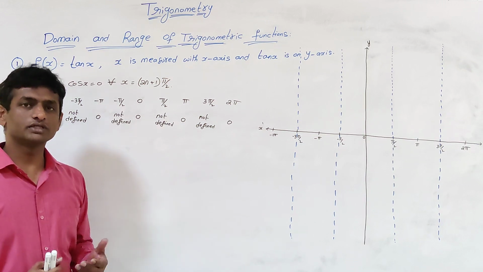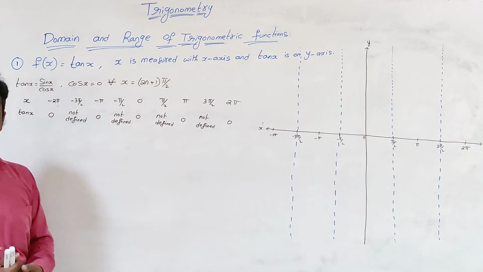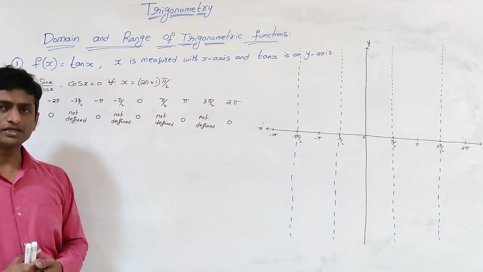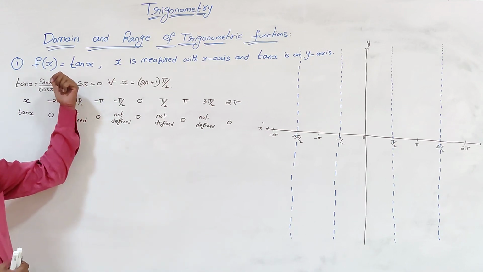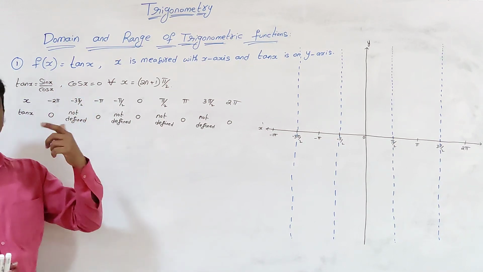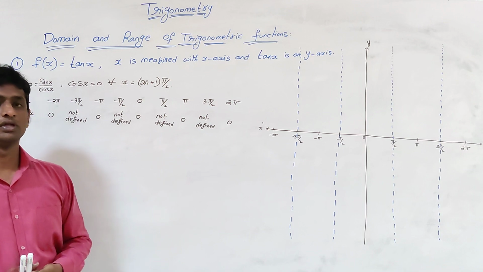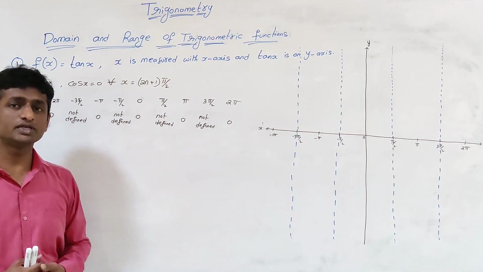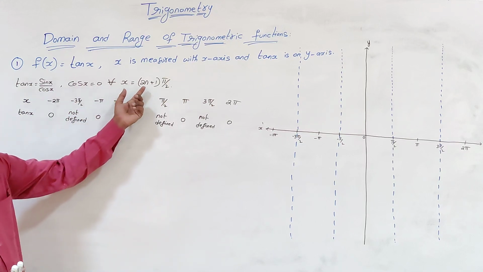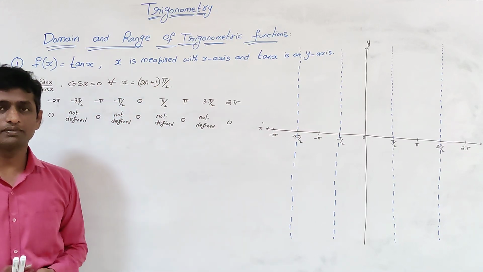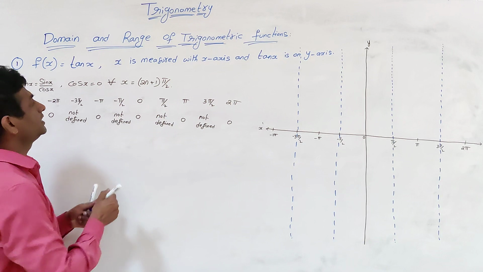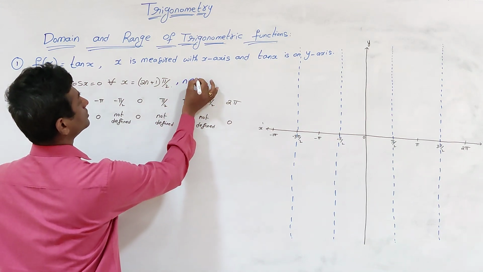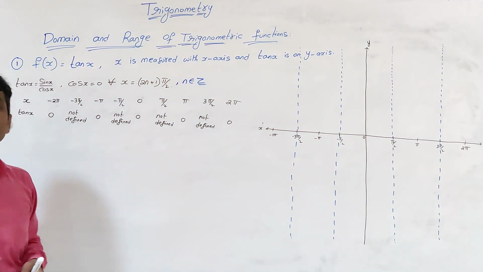So as we have discussed, tan x is sin x by cos x. In order to define tan x, it is written in the form of sin x by cos x. The denominator cos x should not be 0. For what values of x the denominator is 0? When x is an odd multiple of pi by 2, where n belongs to Z. Z means integers.